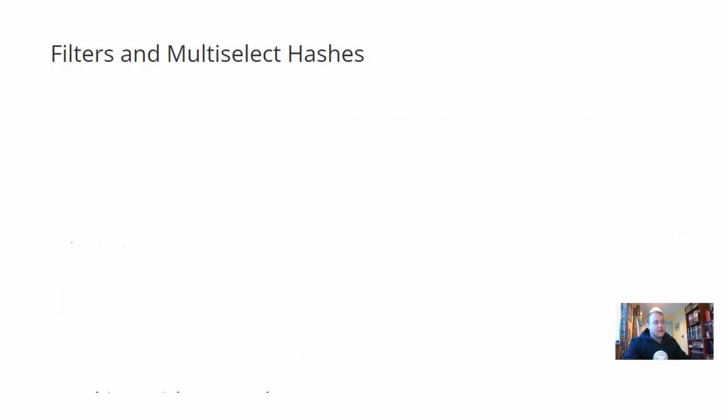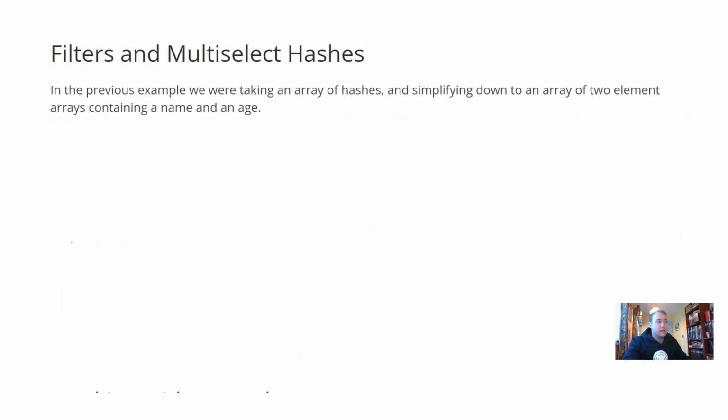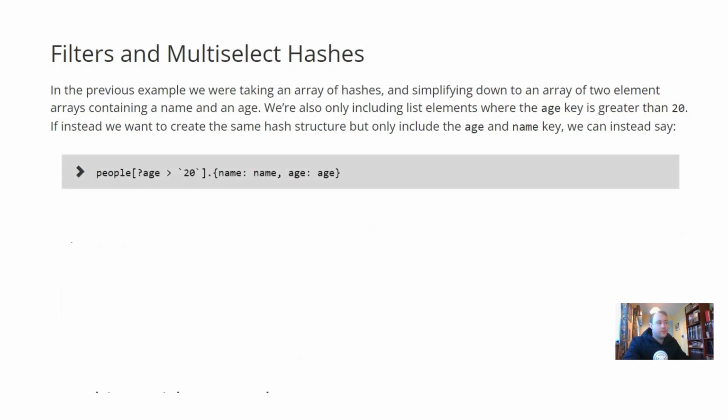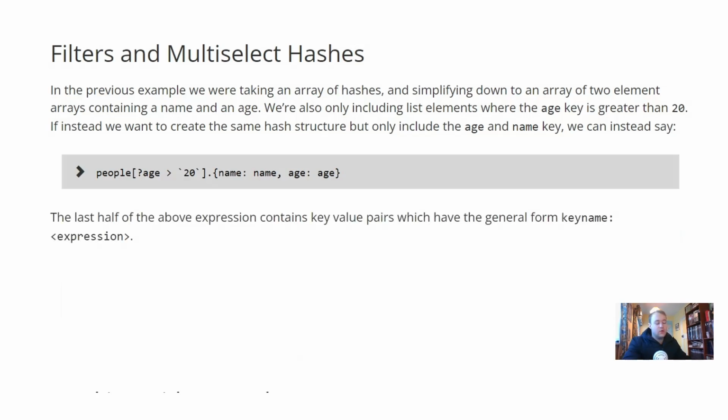Filters and multi-select hashes. In the previous example, we were taking an array of hashes, a list of hashes, and simplifying down to an array of two-element arrays containing a name and an age. We're also only including list elements where the age key is greater than 20. If instead we want to create the same hash structure but only include the age and name key, we can instead say people, age must be bigger than 20. We provide those instructions on the right, name and age. So just like we inserted a filter into the multi-select list before, we're just doing the same here.